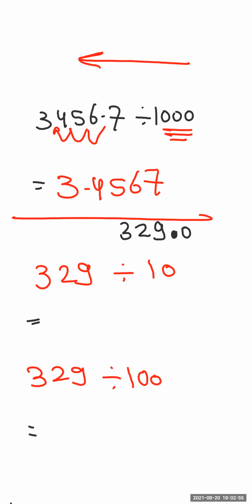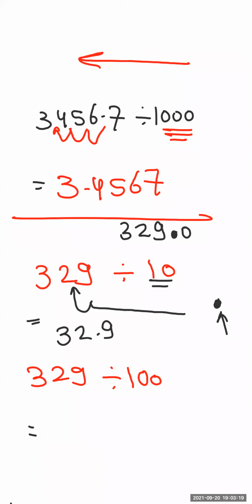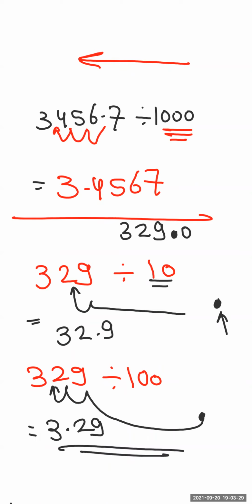So dividing a whole number by 10 or 100 or 1,000, take care, your decimal point is here. Now, you divide the number by 10, so move the decimal point one place, like that. So it will equal 32.9. By 100, take the decimal point and move it two places. 1, 2. So it will equal 3.29. Okay, guys?